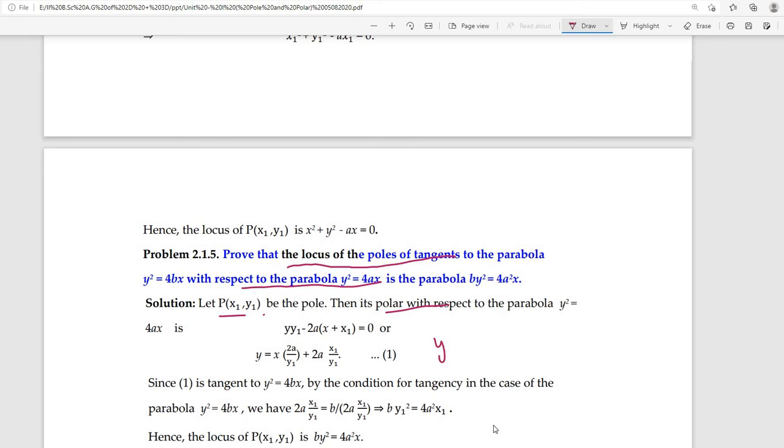Rewriting that in the form y is equal to mx plus c. Why does it have to be written in the form y is equal to mx plus c? So that at once we can use the condition. Any y is equal to mx plus c will be tangent to this, provided c is equal to b by m, because here you have b instead of a, and this is the condition required. So from here you can write out what that c is, and then b by m. This is your m, so that is substituted here, and on simplification you get this. But remember we need only the locus, so by dropping the suffix we can write out the locus of P(x1, y1).